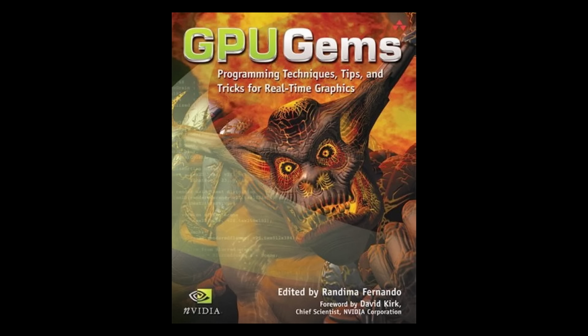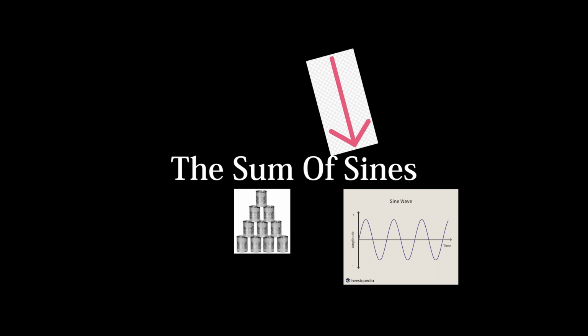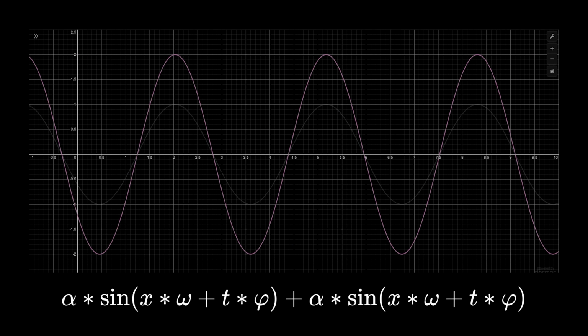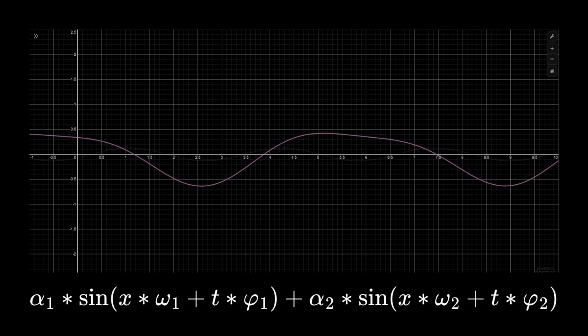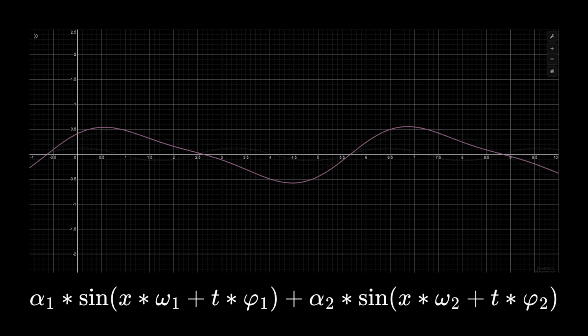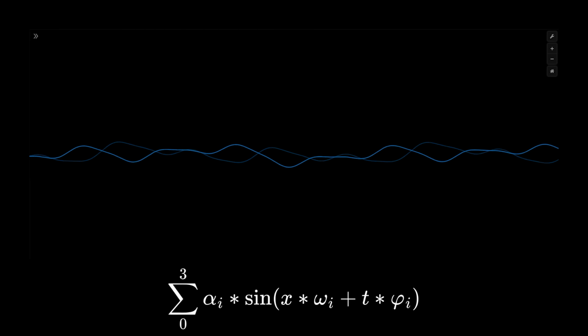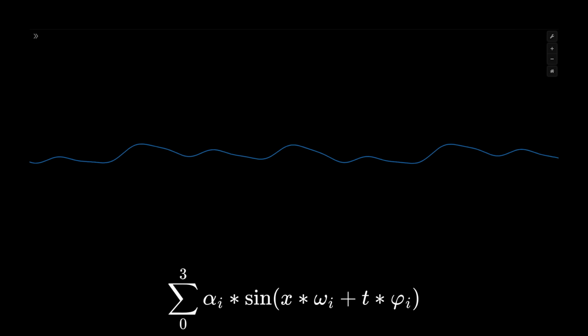GPU Gems tells us that one wave is boring, but many waves, now we're getting somewhere. The sum of sines is fairly self-explanatory. It's a sum of sine waves. If we add 2 of the same wave together, nothing that interesting happens. But if we add a wave to a wave with different amplitude, frequency, and speed, we begin to see some more interesting patterns. The more waves we add together, the more detailed of an animation we get. With just 4 waves, we can already see some convincing fluid-like movements in 2D.